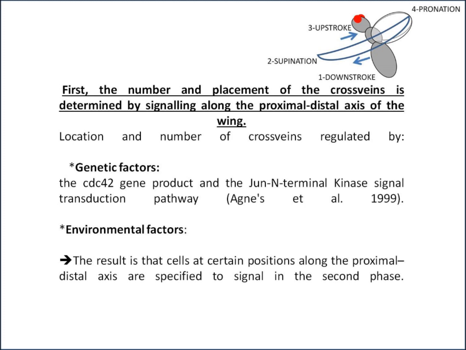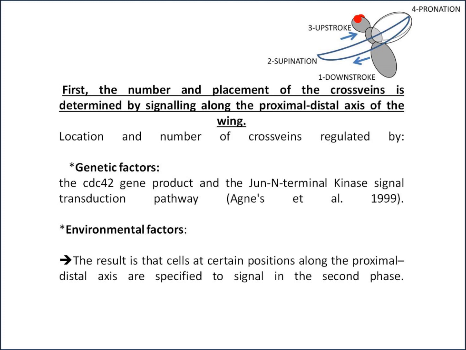So now coming on to the first stage of the model. Marcus suggests that in the first stage, the number and the placement of crossveins is determined by signalling along the proximal distal axis of the wing. So in particular, it's been shown that genetically CDC42 gene product, which mediates the JUN N-terminal kinase signal transduction pathway, is important to specifying correctly the location of the crossveins. I don't quite know how to pronounce that actually, JUN N-terminal kinase. I've only ever seen it written.